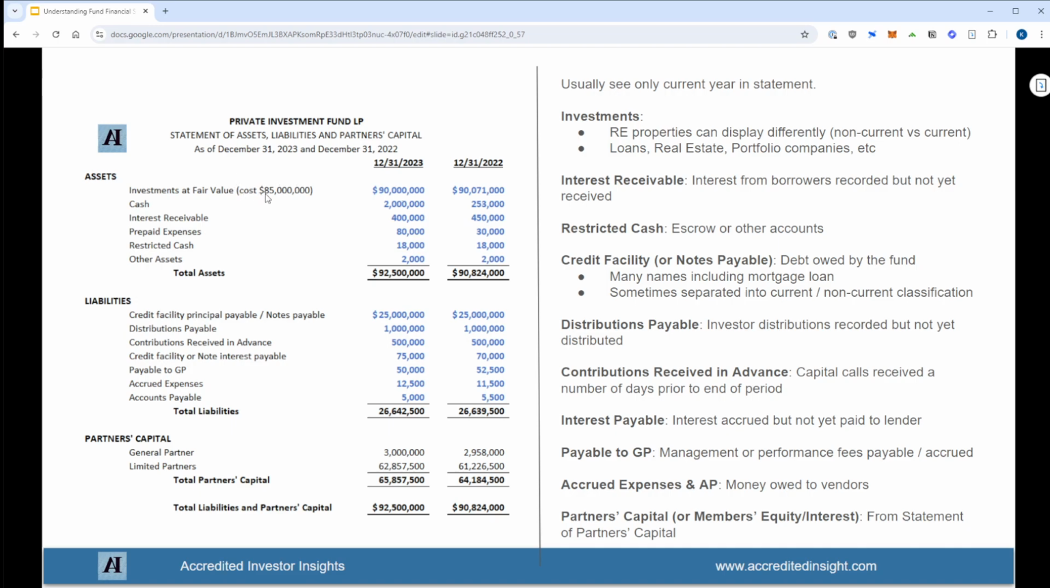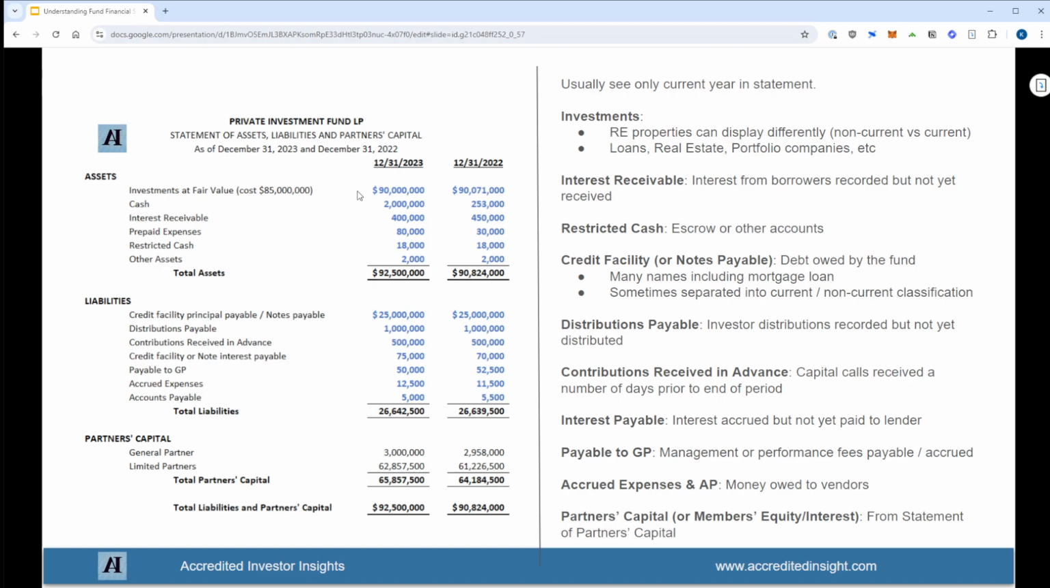And the cost is shown in the parentheses, which you'll usually see it displayed that way in the financials. The cost and the fair value are reconciled on another part of the financial statements called a schedule of investments, which we won't cover in this module. But for a private equity or private credit fund, the investments will consist of the portfolio companies. So we're kind of moving on. Another example of the investments at fair value for private credit and private equity, those are going to be the portfolio company investments.